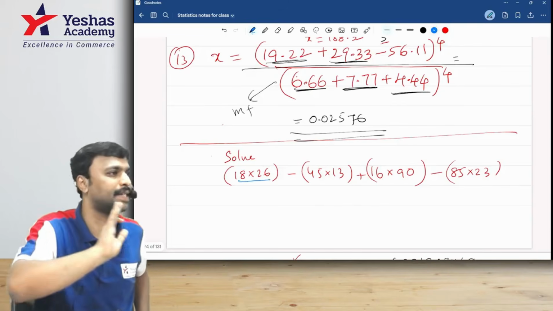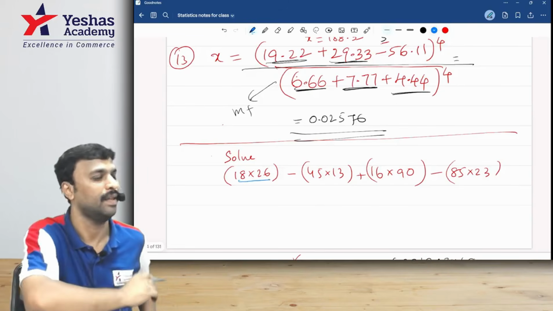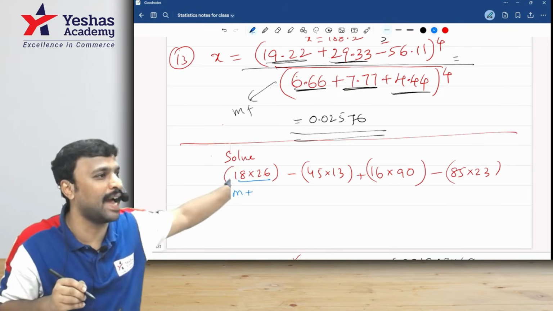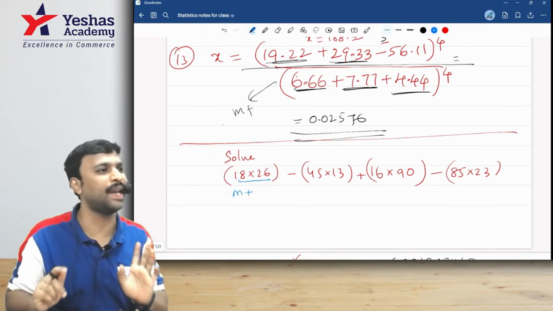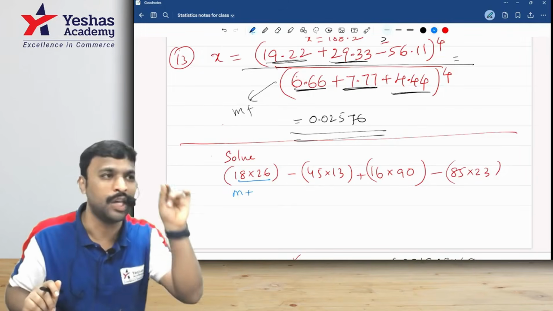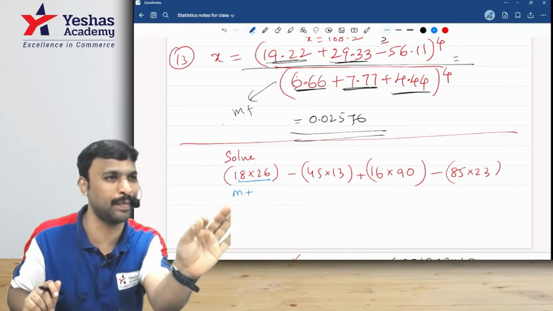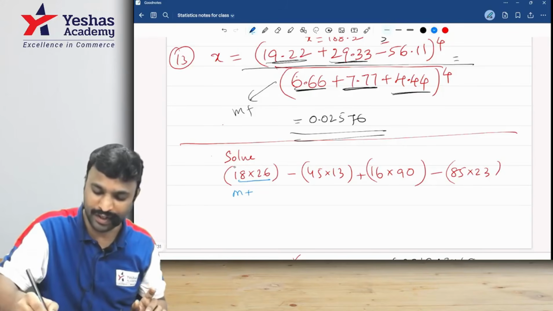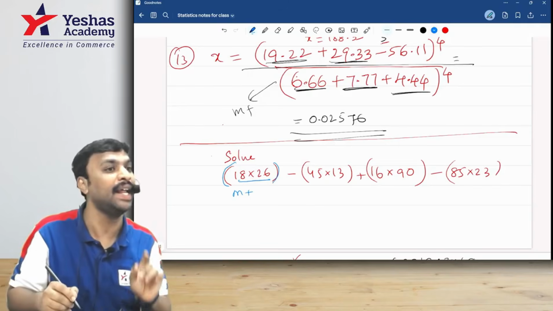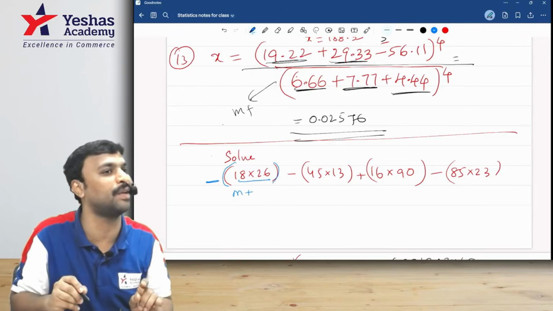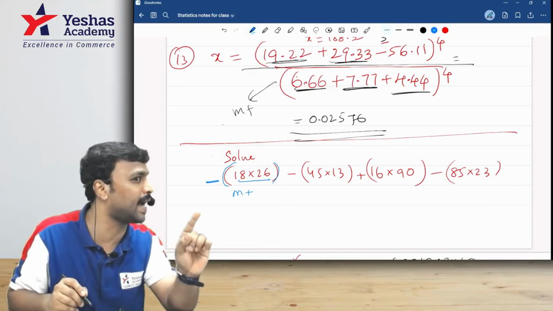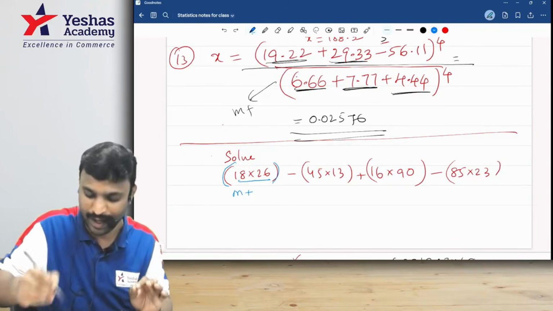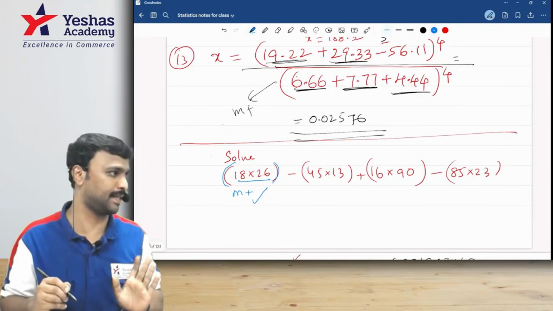18 into 26. Okay, what do you do with this? Why M plus? It's a positive value, right? Would you press a negative button? You are not supposed to press a negative button. What to type first is whatever is within the bracket. After solving whatever is within the bracket, then only you see the sign before the brackets. Sign before the brackets, nothing means positive. Therefore, we pressed M plus.